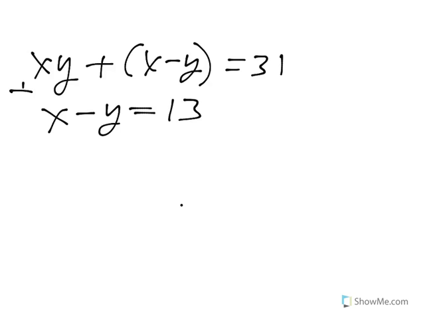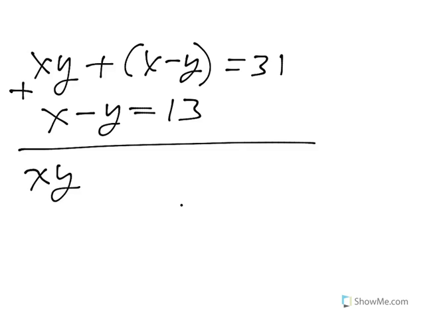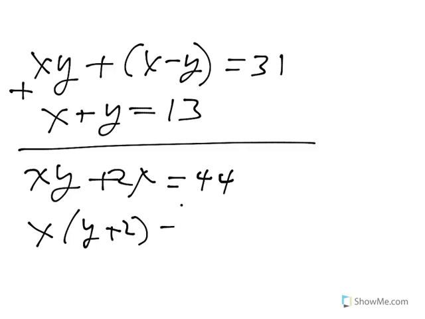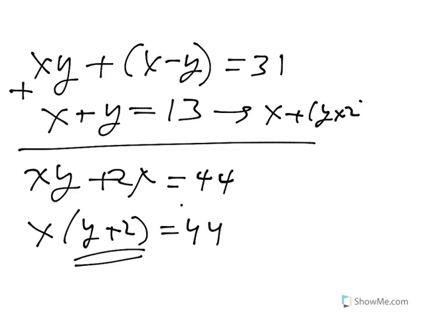It says there's a sneaky method where you add the two equations together and you get xy plus 2x plus the y's. This is plus here, so the y's cancel out and we get 44. Then we factor out the x. Then we come over here and add 2 to both sides because we have y plus 2 here. So we make that into a y plus 2 to get 15.